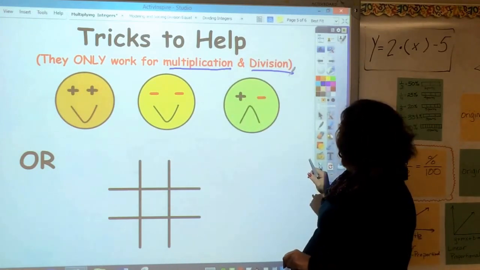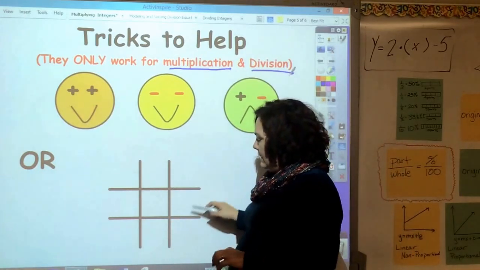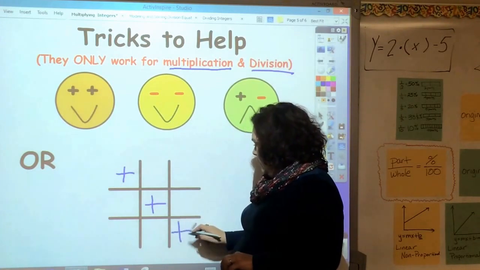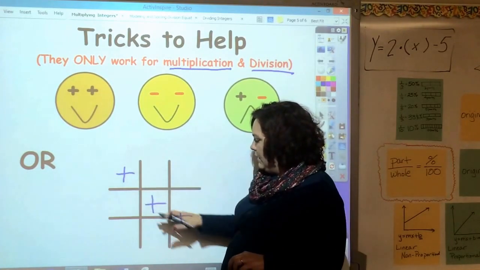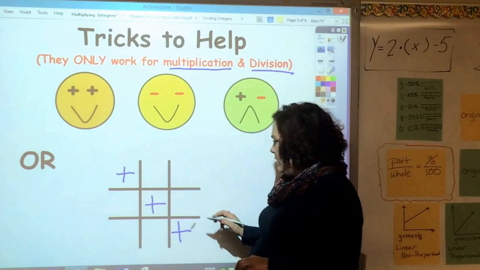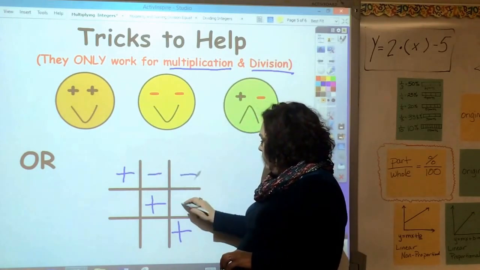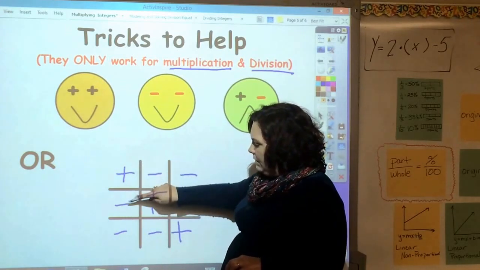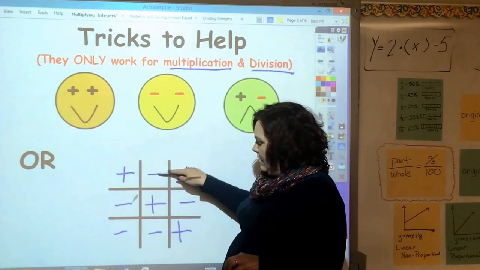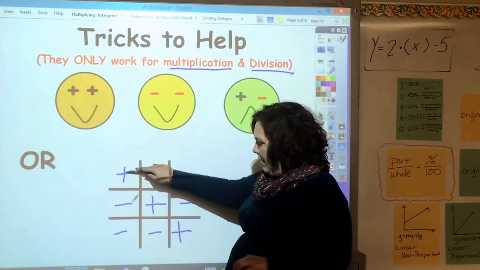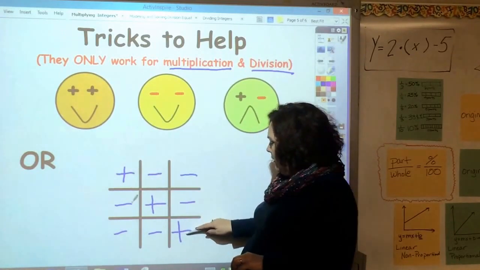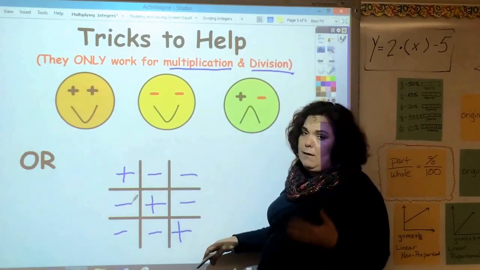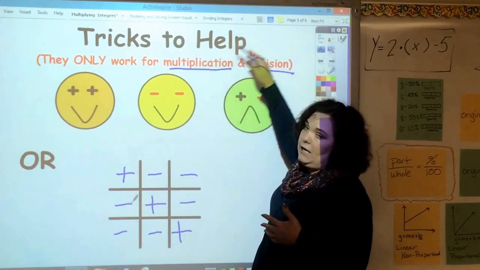So the other way you can do it, my favorite, is the tic-tac-toe. And you put your positives diagonally. That's the way it works. And then you fill in the rest with negative signs. Now watch this. A positive times a negative is a negative. A negative times a positive is a negative. A positive times a positive is a positive. A negative times a negative is a positive. So this can help you remember, but only for multiplication and division.